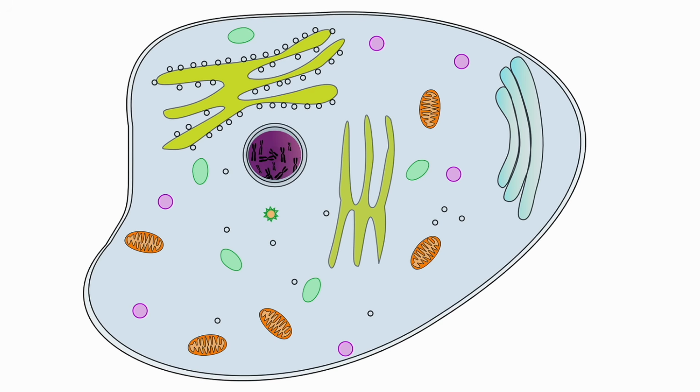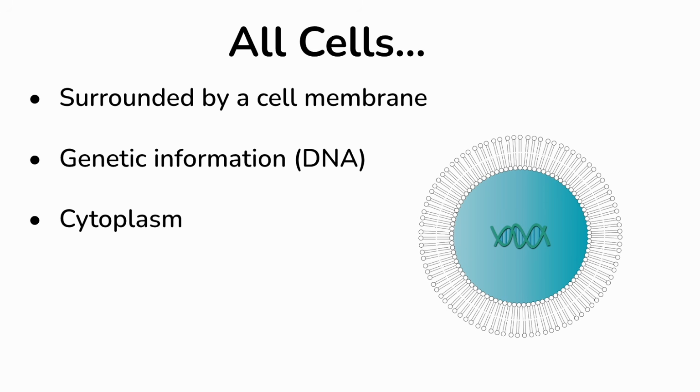Now let's get microscopic and go down to the cell. Remember, cells are the basic units of life, so all living things have cells. All cells are surrounded by a cell membrane, which is a phospholipid bilayer. We talked about lipids. All living things contain genetic information, DNA, and all cells have cytoplasm.